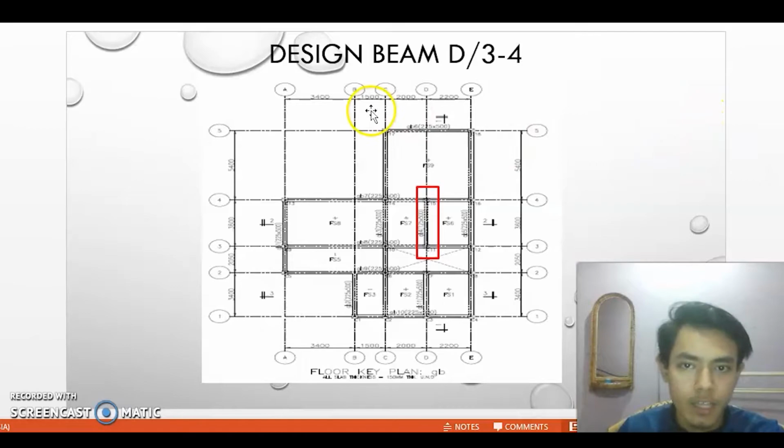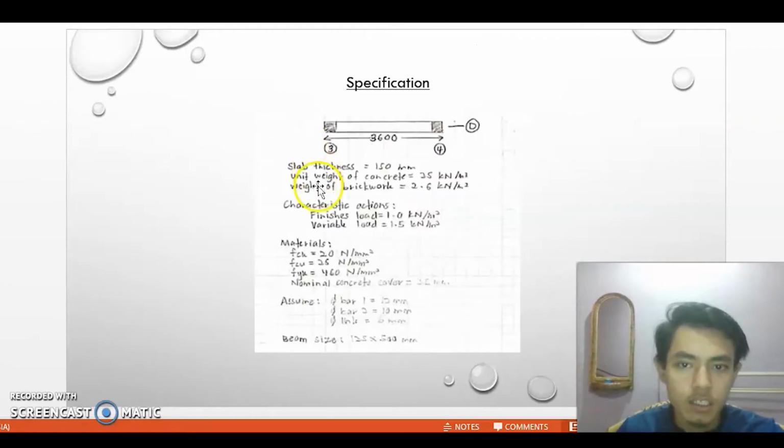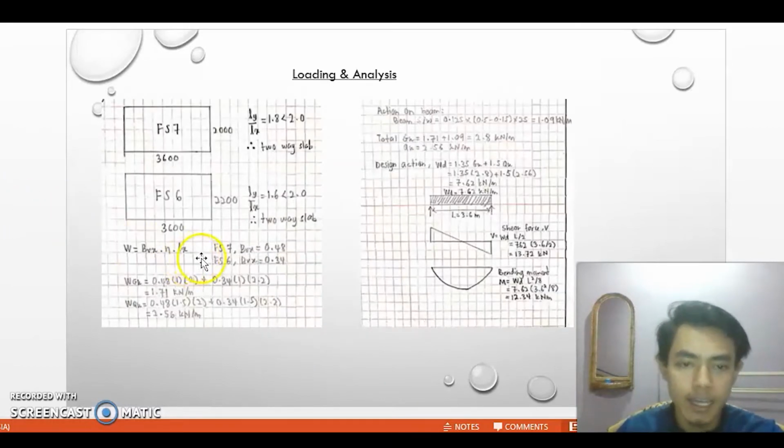Okay, for the STEM project, I chose to design beam D34, which is this beam. For the specification, as shown, this is the specification of this beam. The beam size is 125 times 500 mm. Okay, then we go to loading and analysis.